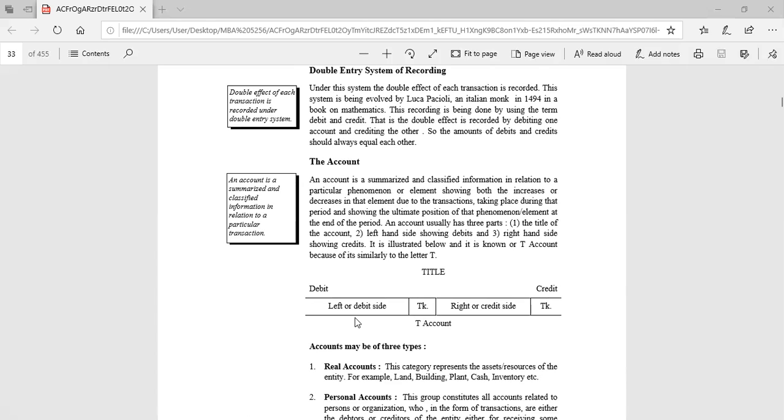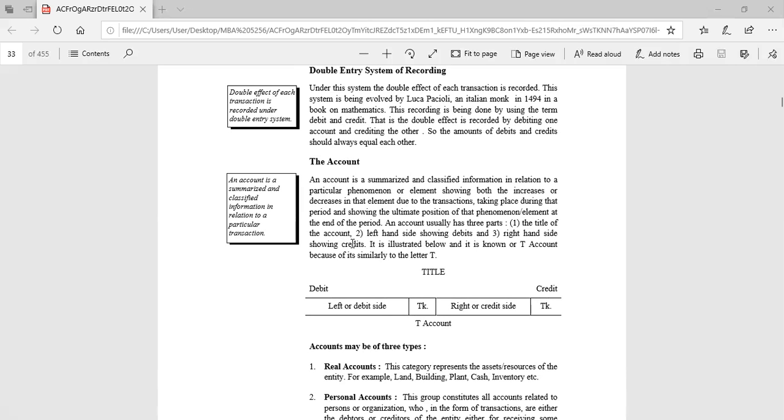And step 3, double entry system of recording. When we analyze the transactions with debit and credit, then obviously we record these transactions by the double entry process. That means one part is debit, another part is credit, with the same amount of money. And then number 4, the account.